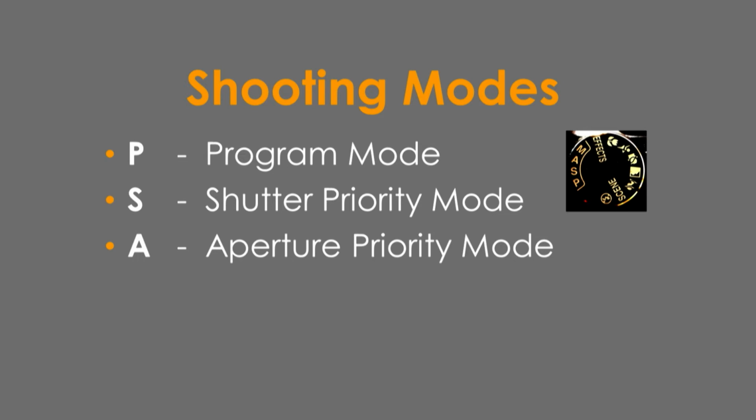So, you would be able to see both. Okay. Then of course, there is the M, which is the manual mode, where you have to set both. You have to set the shutter speed and the aperture. There would be an exposure meter inside the camera to guide you.